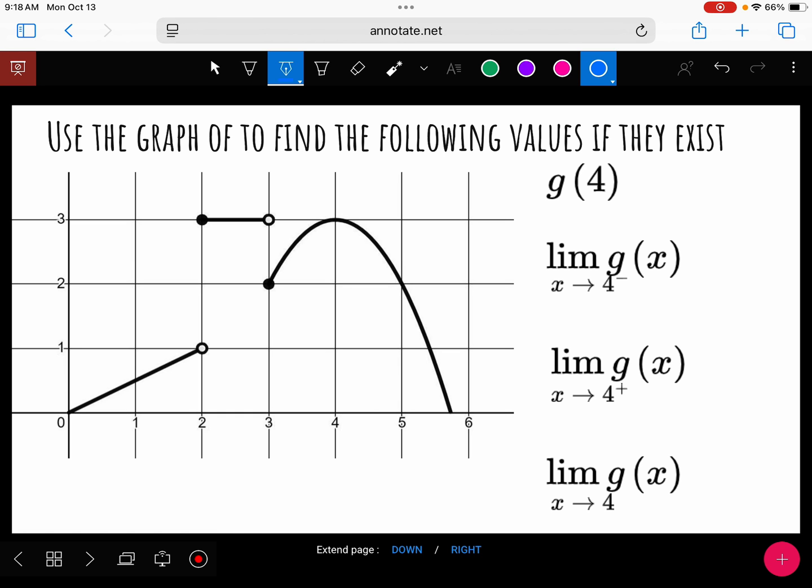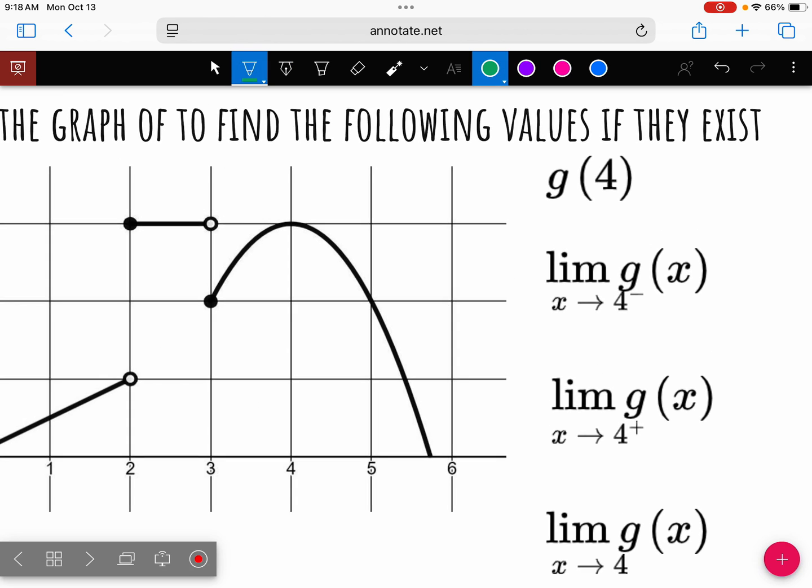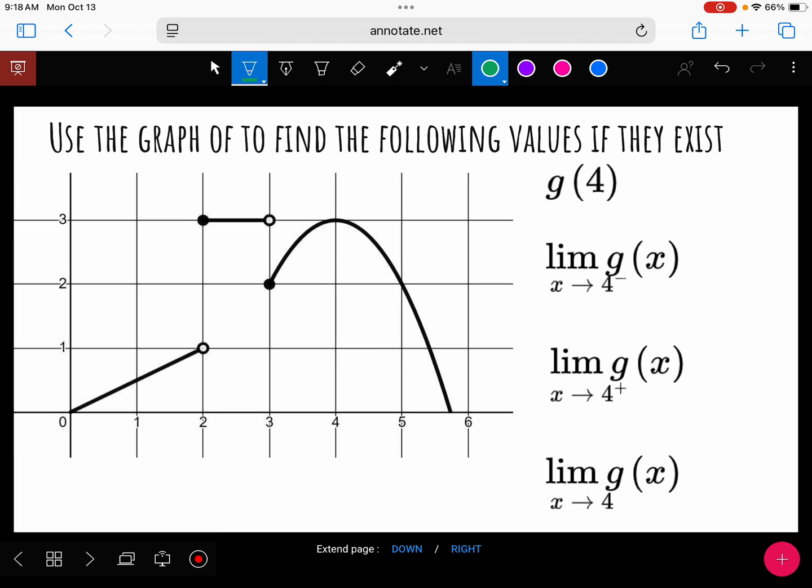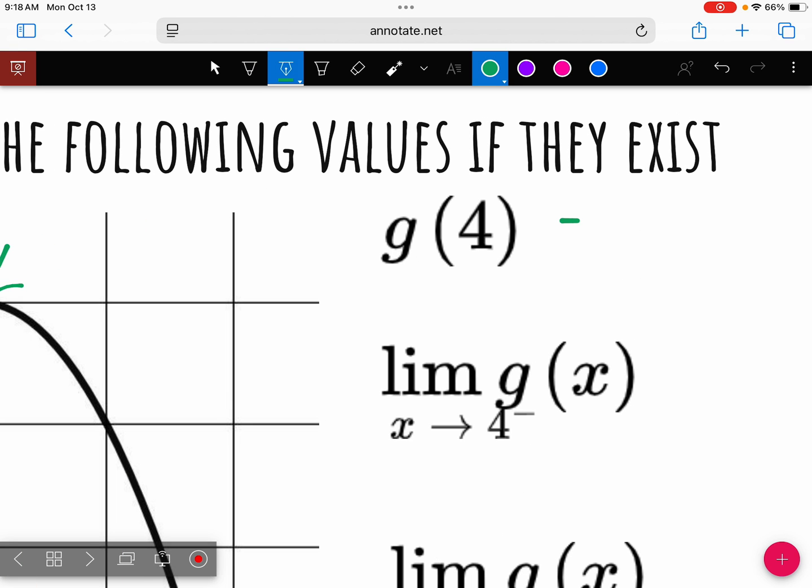So first thing we're going to find is g of 4. What is g of 4? 3. We're looking when our x is 4. That's this guy right here. So our g of 4 is right there.